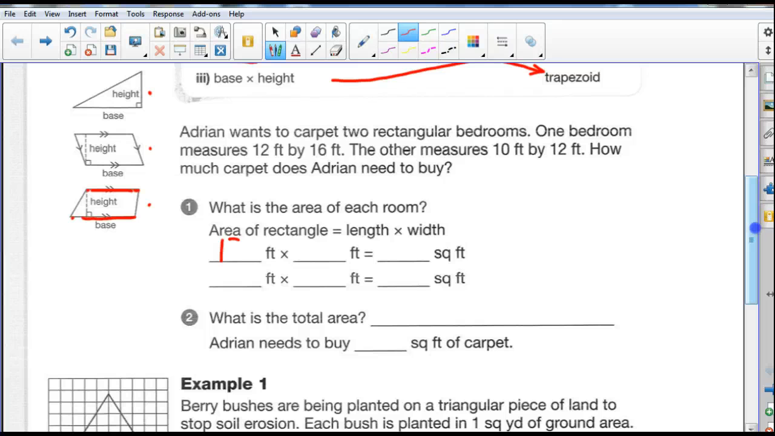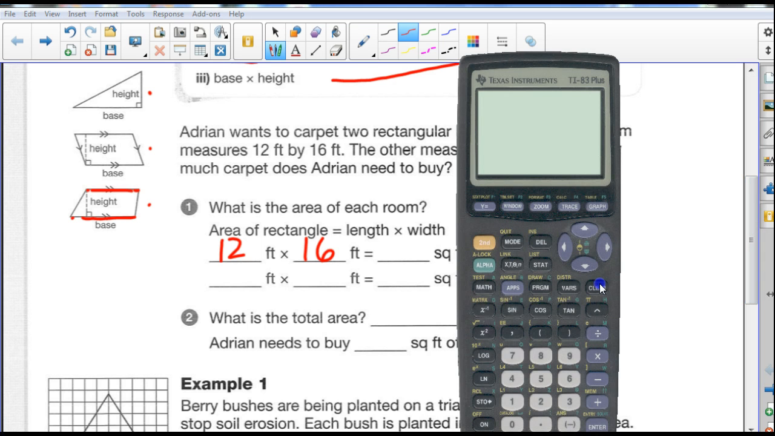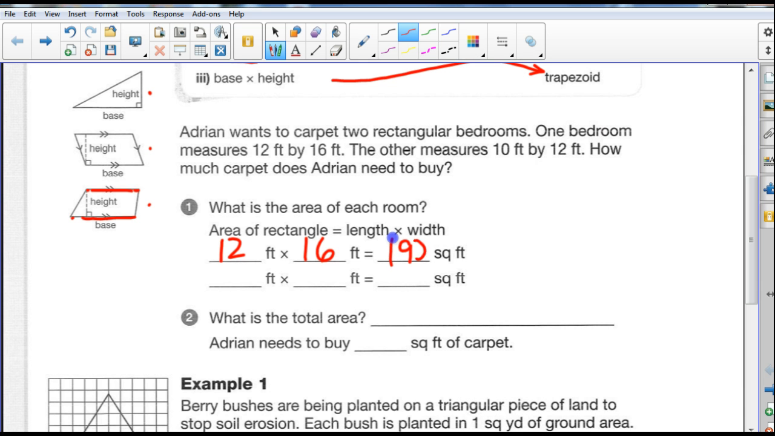So with the first one, it's just 12 times 16. Okay, and if you want, you can use your calculator and do 12 times 16. And we get an answer of 192. So we have 192 square feet. The next room is 10 by 12. 10 times 12, well, that's easy. That's just 120. Okay, so what is the total area?